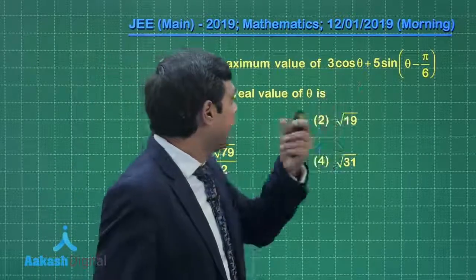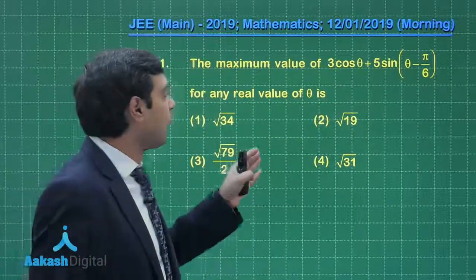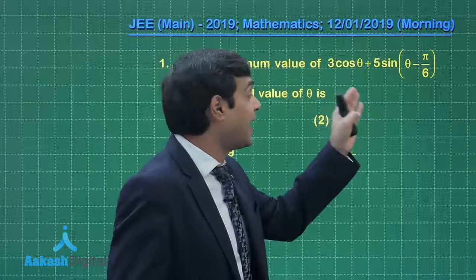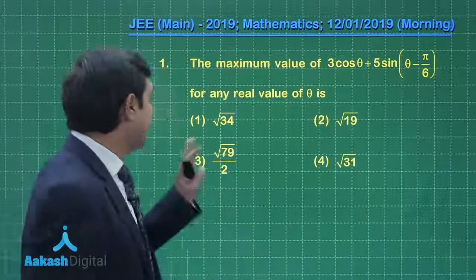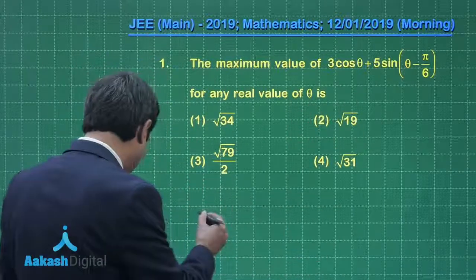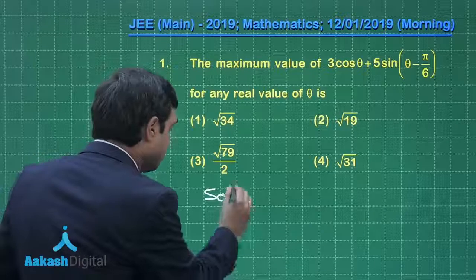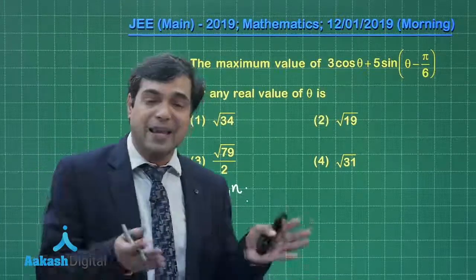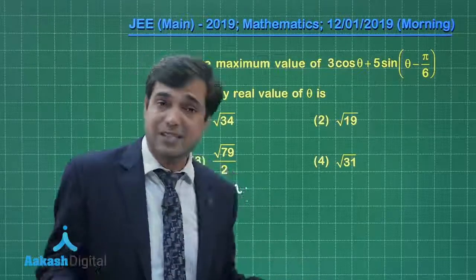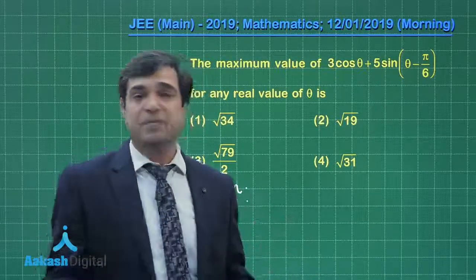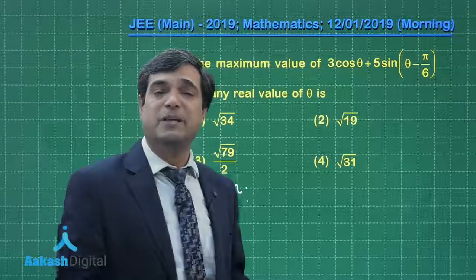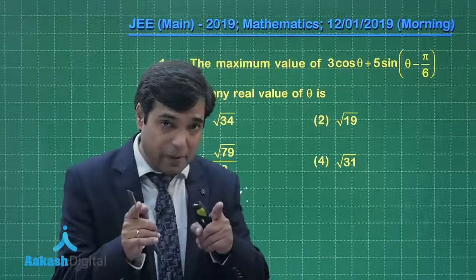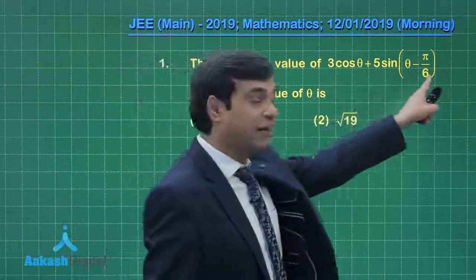It says: the maximum value of 3 cos theta plus 5 sin(theta minus pi by 6) for any real value of theta is. Simple question. What we need to do is simply rewrite it as a cos theta plus b sin theta plus c, so that we can say the maximum value is root of a square plus b square plus c. Getting my point? So we need to expand this term.